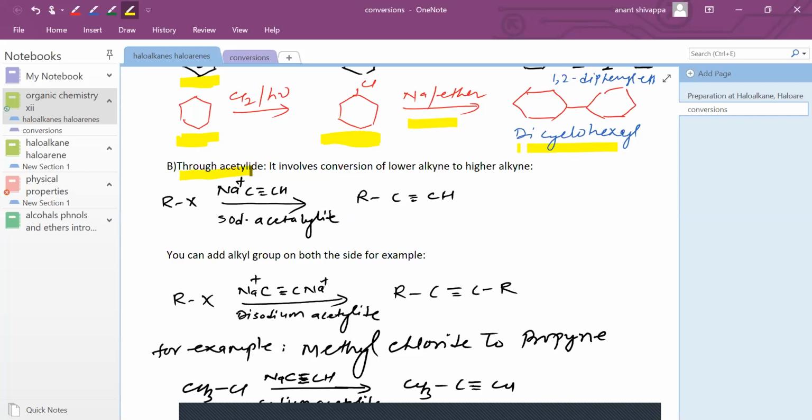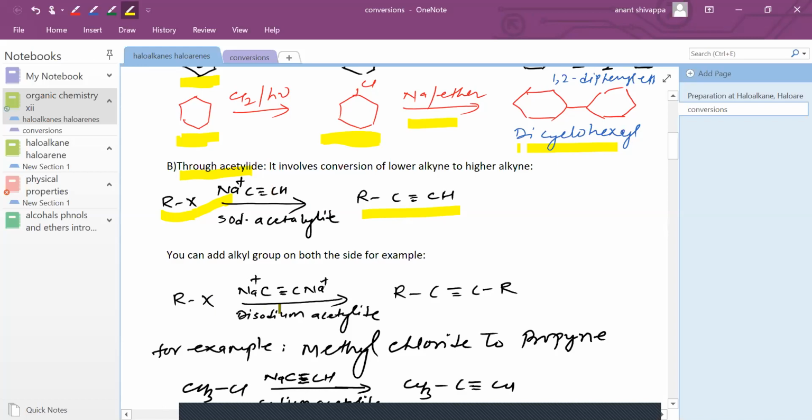So acetylide is basically the base of alkynes. When alkyl halide is treated with acetylide, sodium acetylide, NaX is removed, and you will get R connected with the alkyne, and you will get higher alkynes. So lower alkynes are converted into higher alkynes.